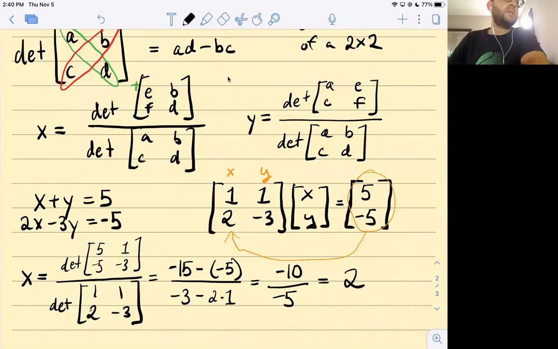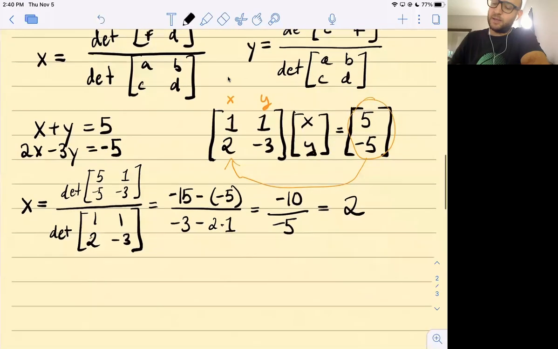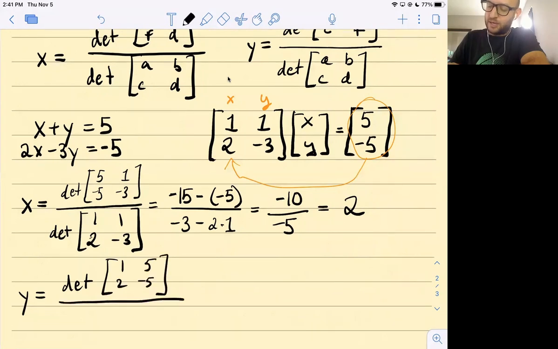And then you do the same idea for y. The nice thing is that because the determinant repeats in the denominator, you don't need to do this calculation again. So y would be equal to the determinant of 1, 2, 5, -5, and the denominator would now just be -5, from the last part.